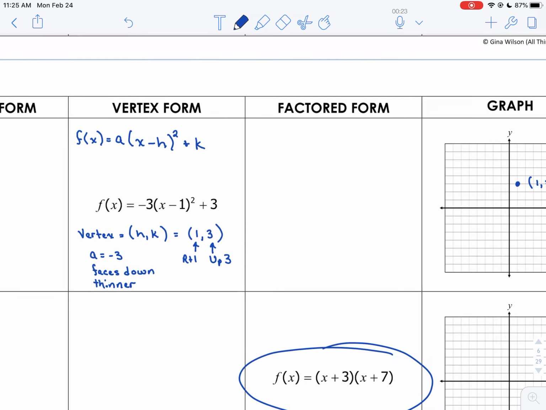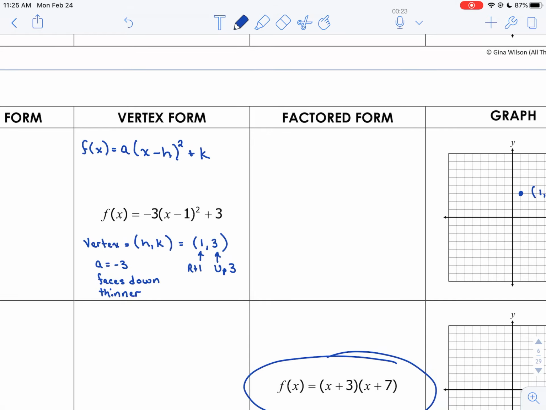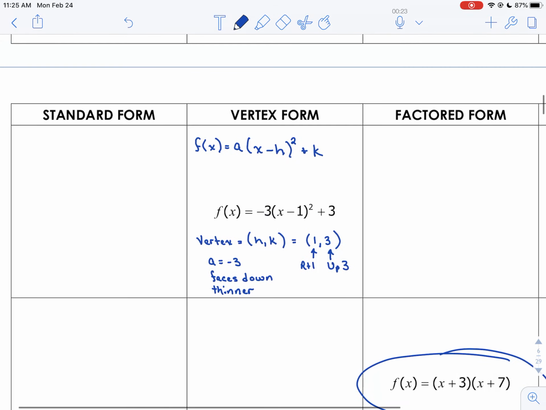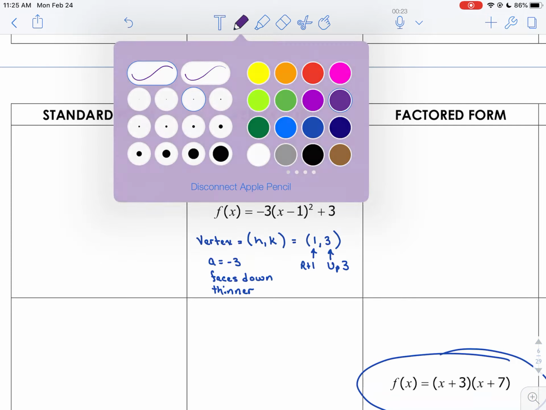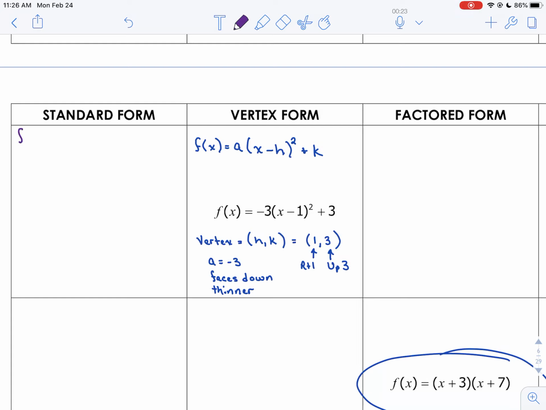So I'm going to get it into some other forms to tell us more information. From vertex form, we need to go to standard form. We can't get it into factored form until we get it into standard form. From standard form, we can get to either vertex form or factored form, but we've got to start at standard form. So to start there, I'm going to change the color here so you can see this is a little different. I'm going to rewrite my function that I'm starting with. Remember, we are expanding all this out and simplifying it.